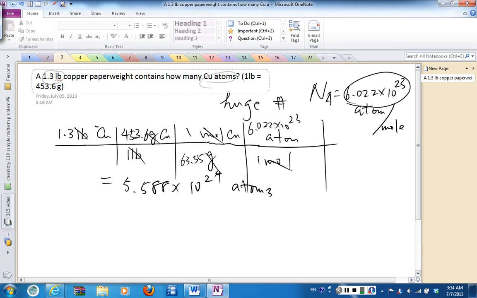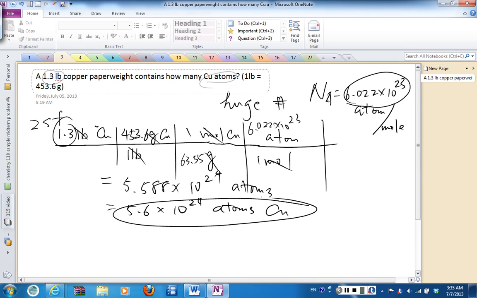Consider that we started the calculation with only 2 sig figs. We can't end with more than that. 5.6 times 10 to the 24 atoms of copper. And that is the correct answer.